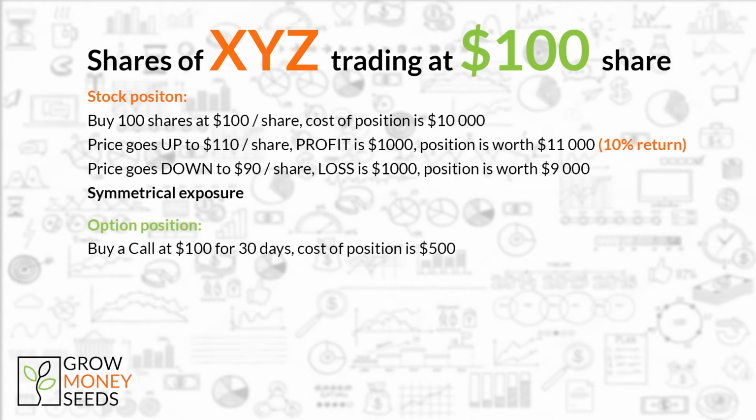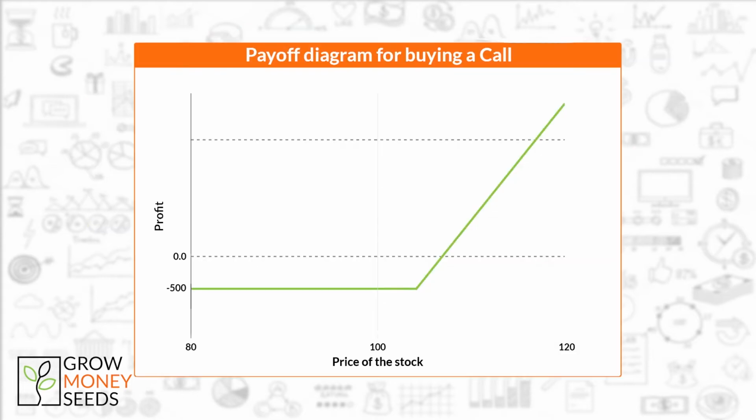For the options position, I could buy a call option at the $100 price for the next 30 days. The contract's not free, and this may cost me $500, but this gives me the right, but not an obligation, to buy 100 shares of stock within the next 30 days at a price of $100 per share. Let's look at the payoff diagram for a call option.